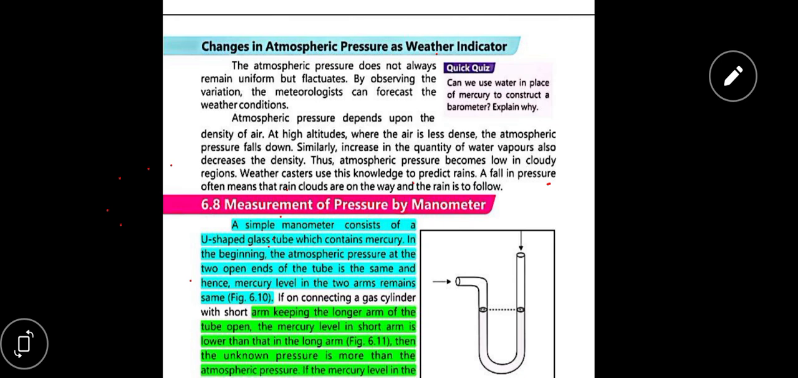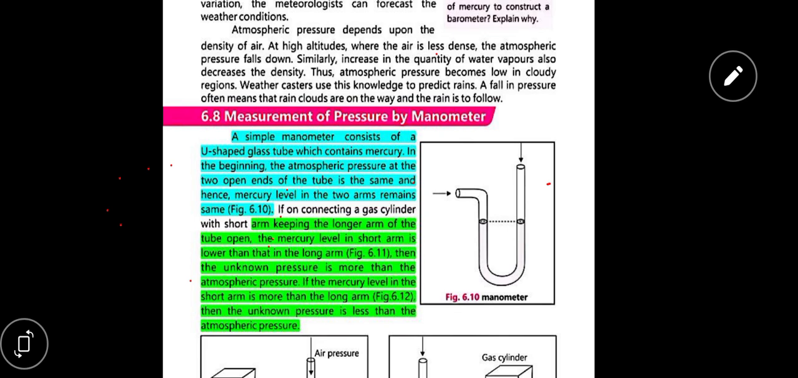Okay, measurement of atmospheric pressure by the manometer. Manometer is very simple for the measurement, a very simple instrument, and it's easy to use. But basically it is used to measure the atmospheric pressure difference, okay, not actual atmospheric pressure.